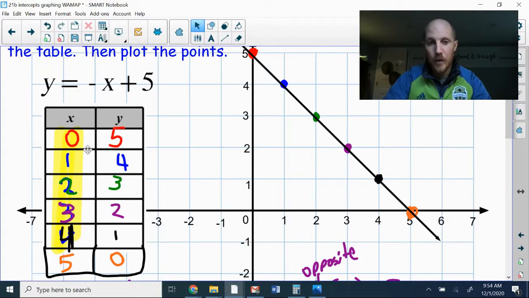Once we had the table completed, each pair of numbers, the x that we chose and the y that we got from the equation, go together to create one point on the graph. So this is the 0, 5 is the red point right here, and then 1, 4 is that blue point right here, and so on.